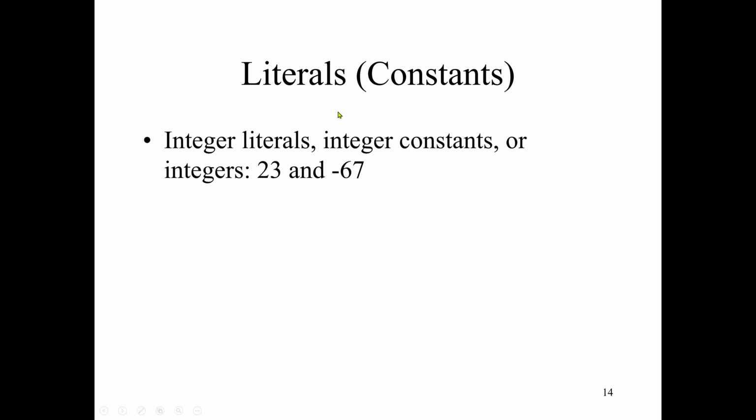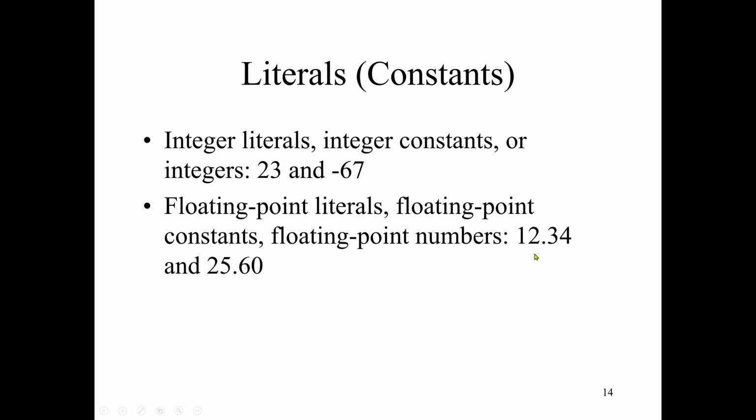So here we said the literals or integer constants or integers can be 23 and -67. And this is again integers or the whole numbers. A floating point, an example, we can have 12.34 or 25.60. So again, an integer is a whole number without a decimal place. It can be a positive value such as 23, or it can be a negative value such as -67.